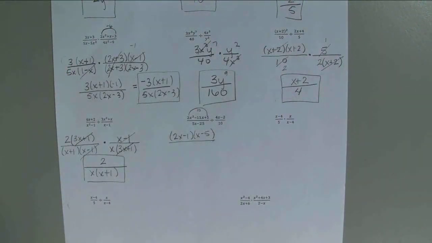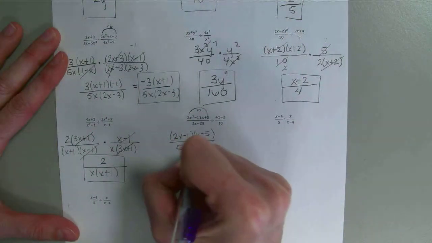On the bottom, since it's just a binomial, we can't use the AC method, and I think you guys are going to see a lot of just GCFs. What can you take out of 5x and 25? A 5. So that leaves you with x minus 5. Does that look okay?